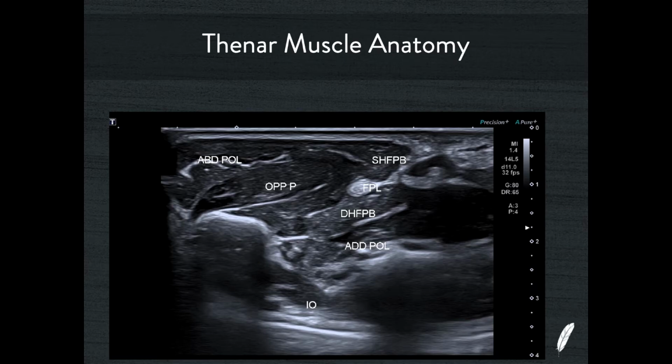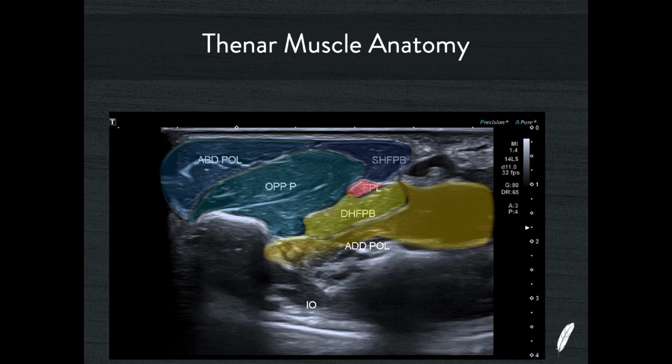So if we look at the anatomy here, this is the flexor pollicis longus tendon, and then we have the abductor pollicis, the opponens pollicis, and the superficial head of the flexor pollicis brevis. Now, all of these blue muscles are driven by the median nerve. Then we have the deep head of flexor pollicis brevis, the adductor pollicis that goes across to insert onto that third metacarpal, and the interosseous muscles. And these yellow muscles are all driven by the ulnar nerve.